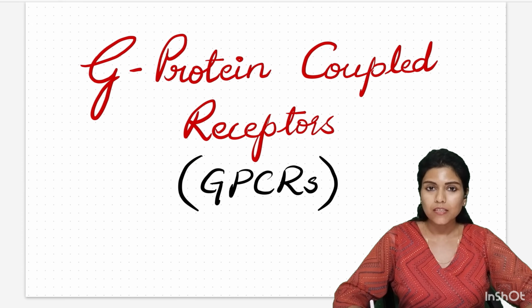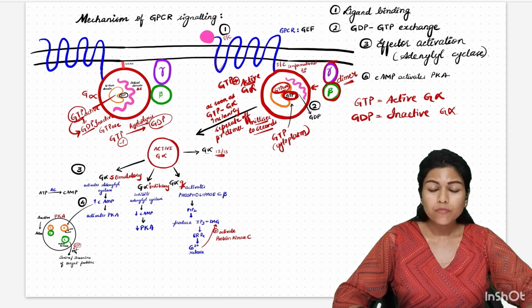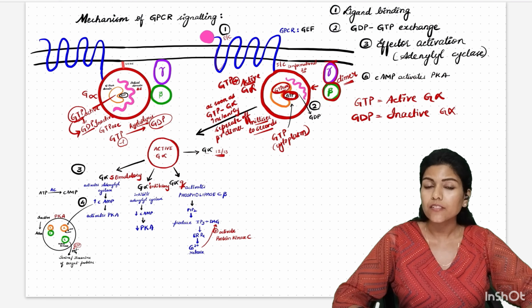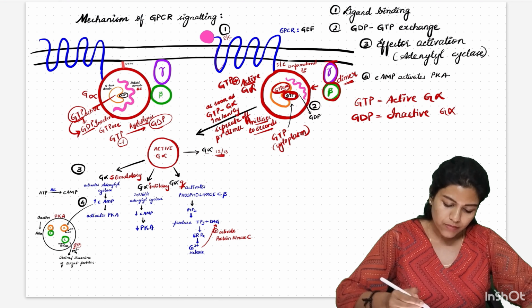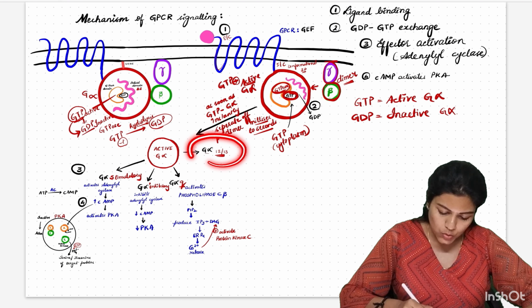I'm Dr. Ashmita. In this video, we'll continue with the series on G protein coupled receptors. In our last video, we discussed in detail the G stimulatory, G inhibitory, and the GQ pathways for the GPCR signaling. In this video, we'll continue with the G12/13.